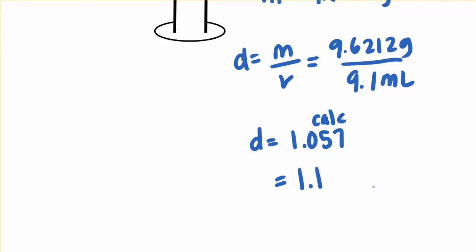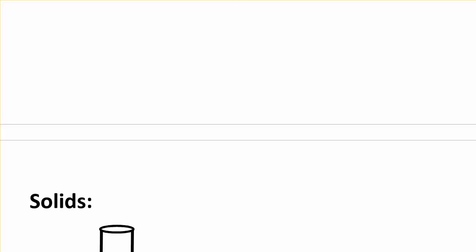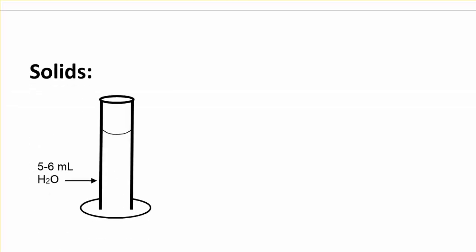And then for units, we need to look back up here. Those units are still there. That's our units for density in this case. So that's pretty easy. Let's look at how we do the density of a solid.